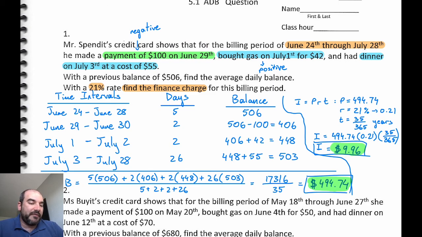But because he didn't pay off his whole account, because it wasn't zero, he's going to get charged this $9.96 at the end of the month, and you'll see that on your credit card statements as like a finance charge. If you ever keep a balance on your credit card statements, you'll see that as a finance charge just get added to your current balance. Oh, okay. Thanks.